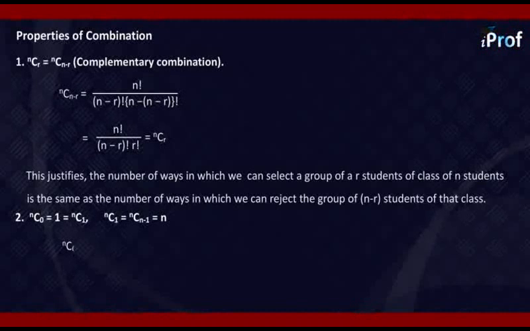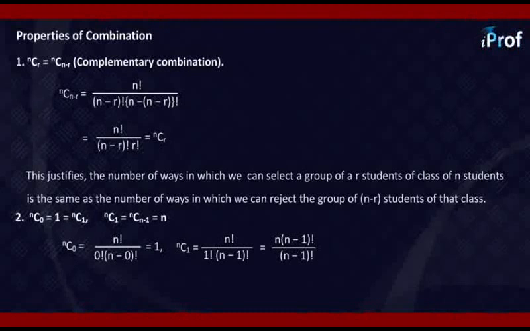nC0 is given by n factorial divided by 0 factorial into n minus 0 factorial, which is equal to 1, and nC1 is equal to n factorial divided by 1 factorial into n minus 1 factorial, which can be written as n into n minus 1 factorial divided by n minus 1 factorial. That cancels, giving rise to only n. Therefore, nC1 is equal to nC(n minus 1) is equal to n.